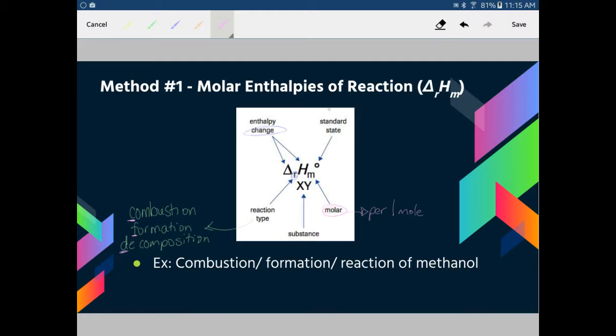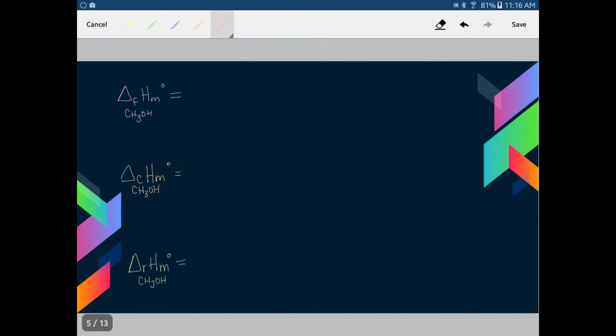The standard state means that we're at standard temperature and pressure, and our substance is the entity that we're looking at. In my example, we're going to be looking at methanol. We're going to look at the combustion, formation, and a general reaction of methanol, and look at how this value changes numerically as well. For our first reaction, we're going to look at the formation. This little f means formation, so we're looking at the change in enthalpy of formation, the molar formation of methanol. That's what this little symbol tells us.